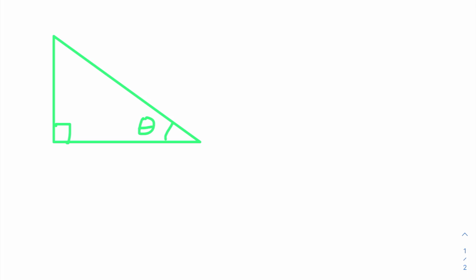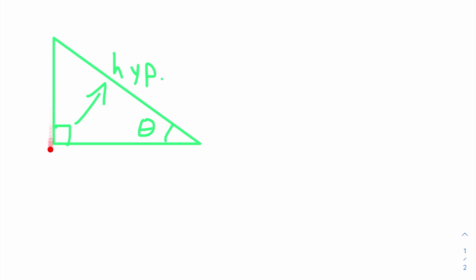So let's start off by drawing a right triangle. This angle is 90 degrees, and we're going to call this angle theta. Now, first of all, this side right here is the hypotenuse of the triangle because it's opposite the 90-degree angle. So this is the hypotenuse. This side is opposite our angle theta right here, so we're going to call it the opposite. And the remaining side, the third side, we're going to call the adjacent because it's right next to our angle theta.